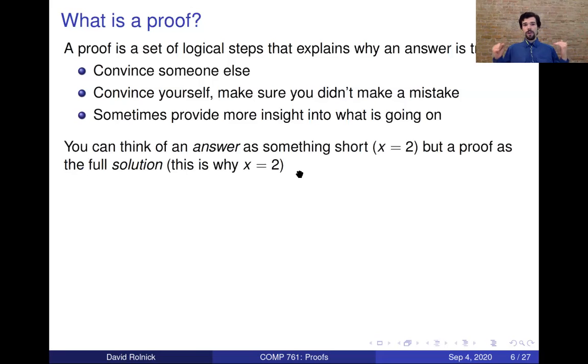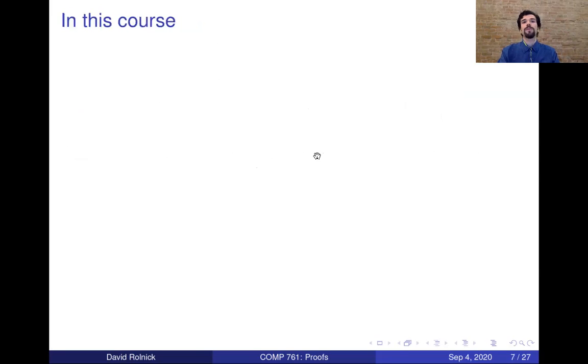You can think in general of an answer as something short often. For example, if somebody gives you a problem and the answer is 2, that's an answer. But a proof is like this and this and this and this and this. This means that the answer is 2. And we'll go into a lot more detail on this, but that's just the basic idea of what a proof is designed to do.